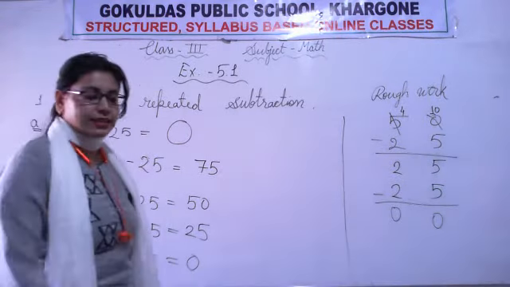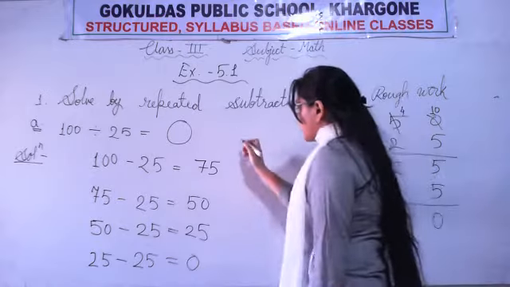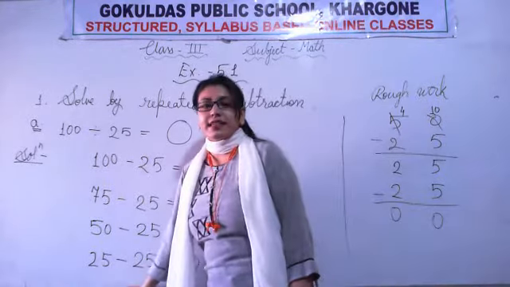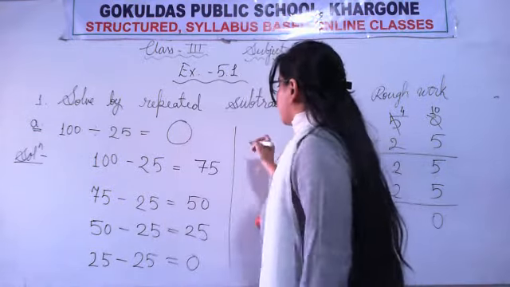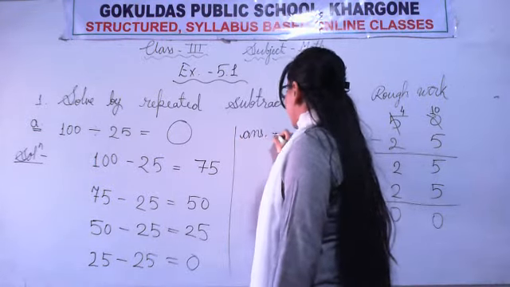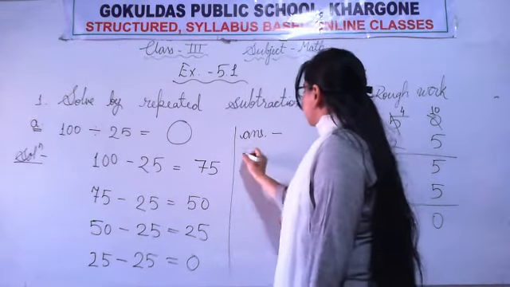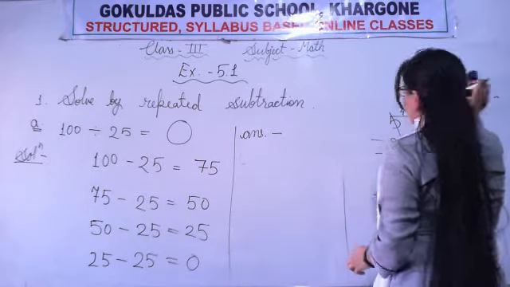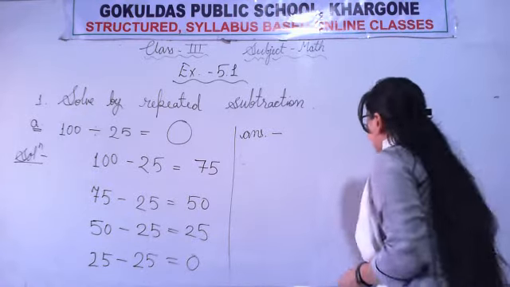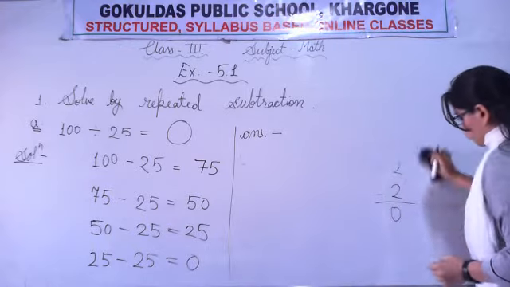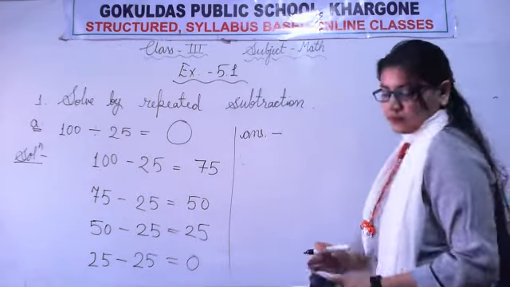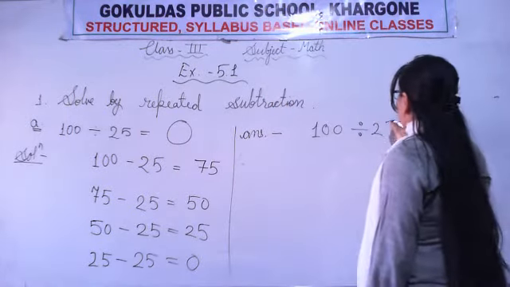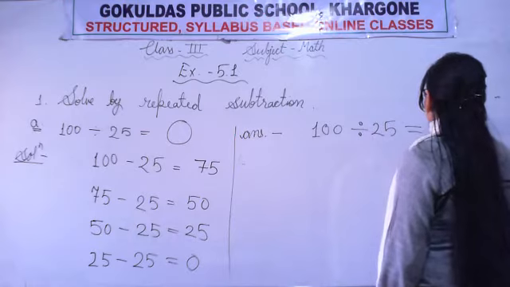So let's write the answer. Students, I am writing down the answer here, but you need to write down the answer below this solution. So let's write the answer. Answer is 100 divided by 25 is equal to 4.